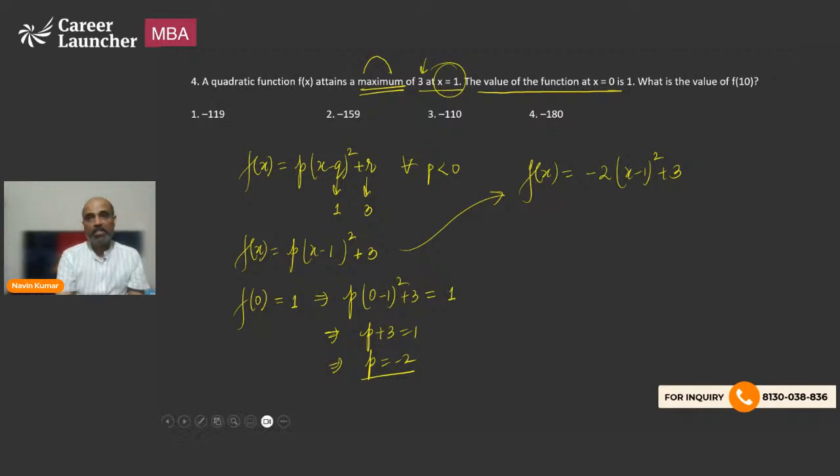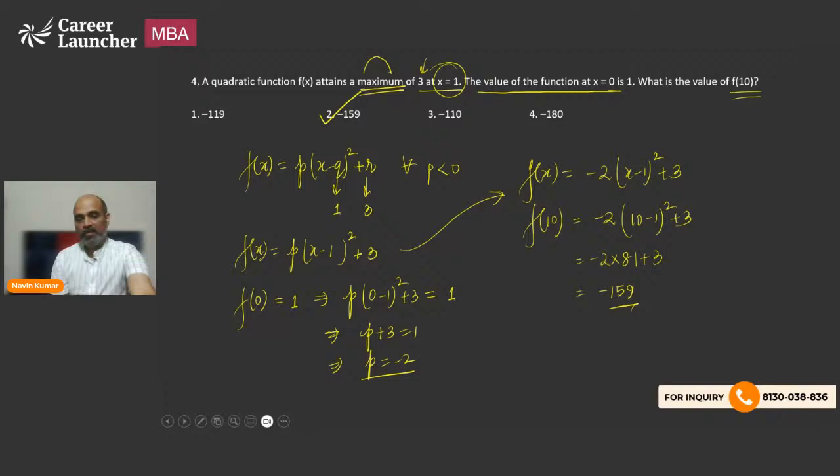Now we are asked to find out the value of f of 10. Instead of x, we are supposed to put 10 there. So this is minus 2 times (10 minus 1) whole square plus 3, which is minus 2 into 9 square, which is 81, plus 3. So this is minus 2 into 81, which is minus 162 plus 3, which is minus 159. Second option. Right, correct.